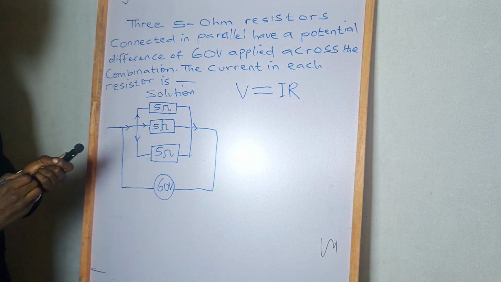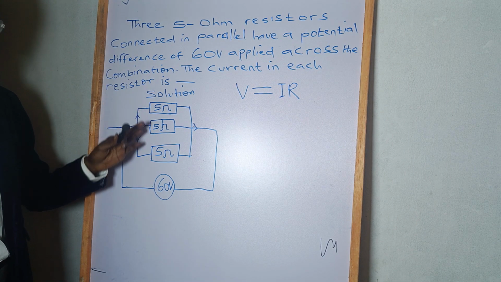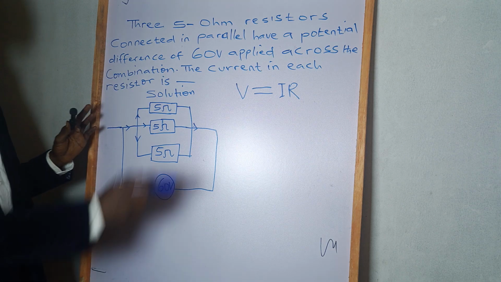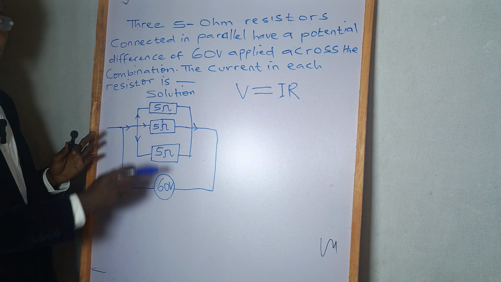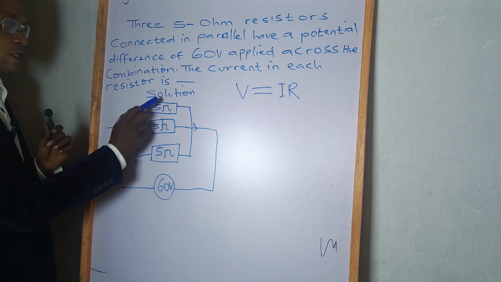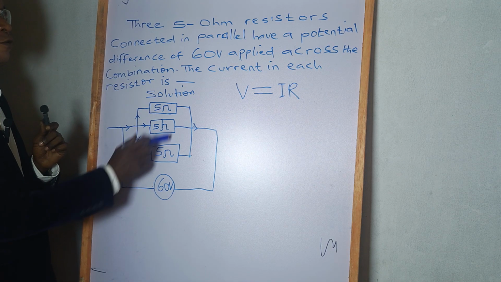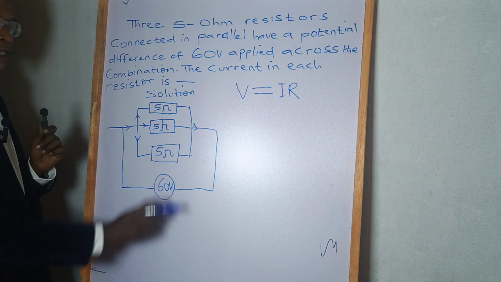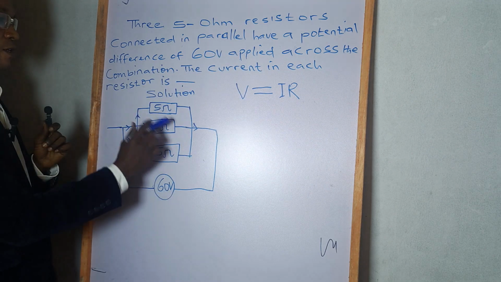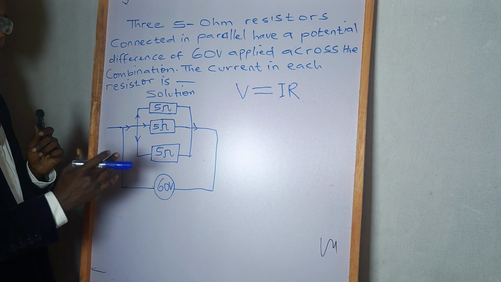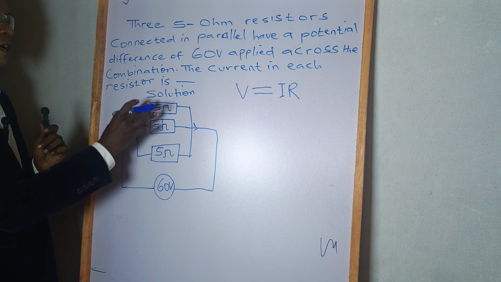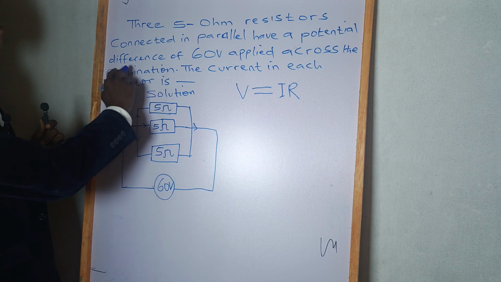But before we proceed, I can just give a little explanation of the diagram on the board. 3 5 ohm resistors connected in parallel. This is how parallel arrangement looks like. You can see 5 ohm, 5 ohm, 5 ohm, 3 5 ohm resistors, 1 2 3, connected in parallel. We have two arrangements: series arrangement and parallel arrangement. This one is under parallel arrangement.